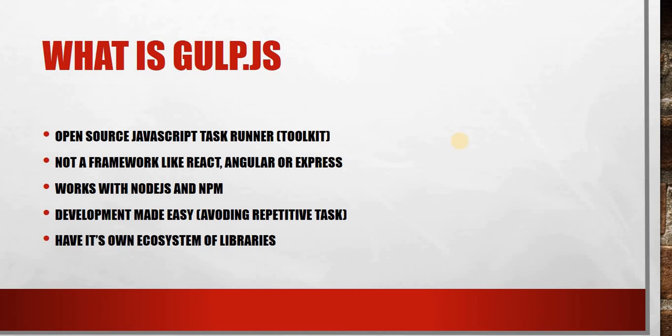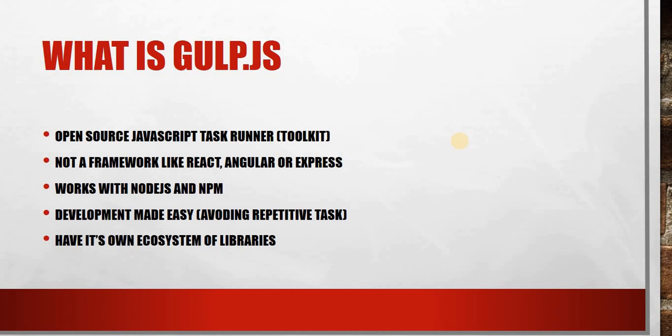Now, what is Gulp.js? Gulp.js is an open source JavaScript task runner, and by task runner, what Gulp.js actually means is that it is not a library or a framework like React, Angular, or NodeJS. It is a task runner that helps to simplify the major work and reduce repetitive tasks in our code. Now, it works with Node.js and NPM. In as much as it is not a library or a framework, it is still a JavaScript-based task runner, written in JavaScript, and that is why it has to run directly on the computer and not in the web browser.